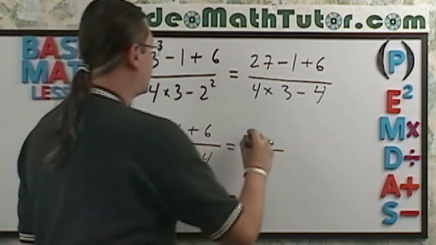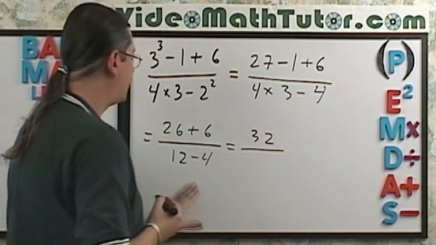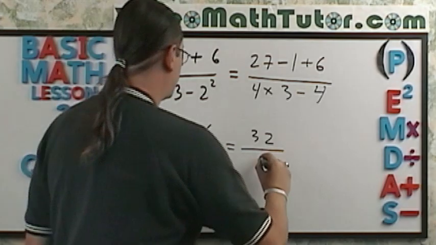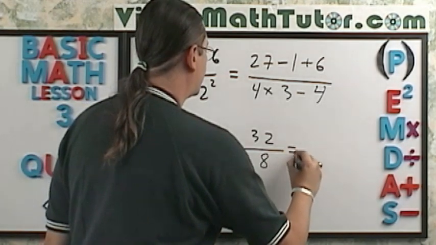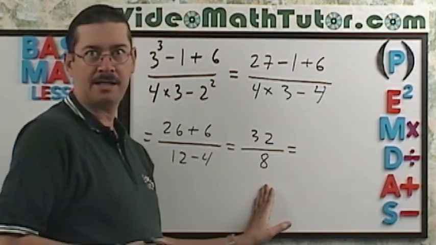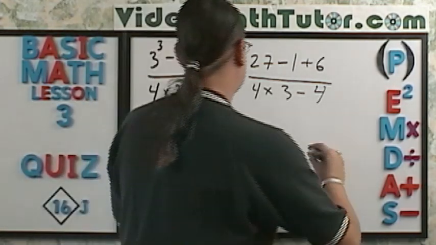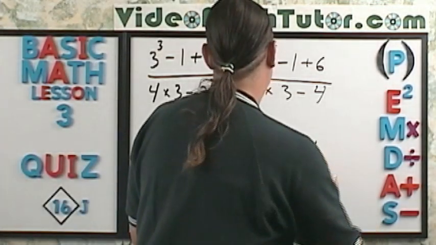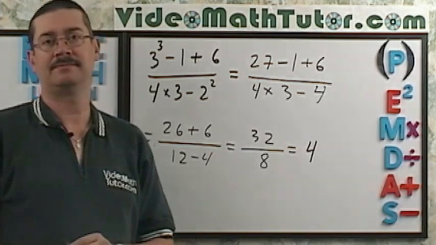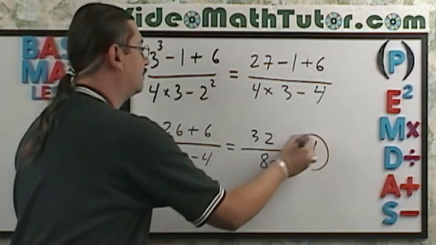26 plus 6 is 32. 12 minus 4 is 8. 32 divided by 8 is 4. And that is our answer.